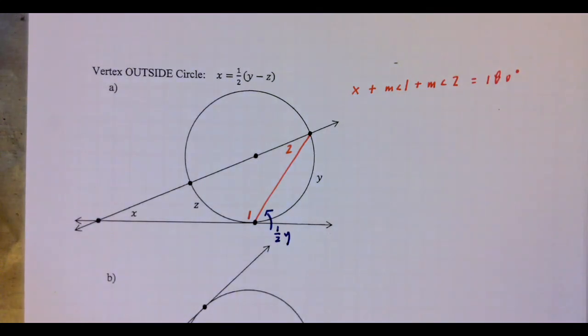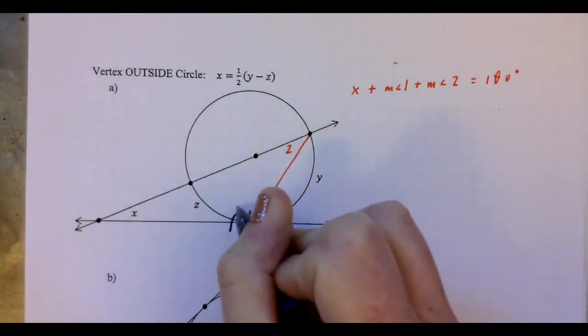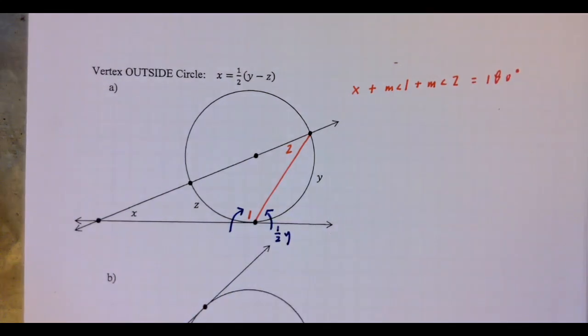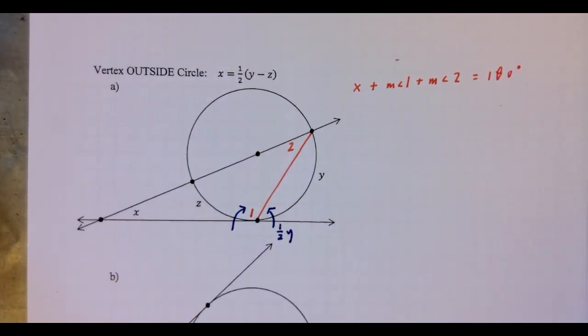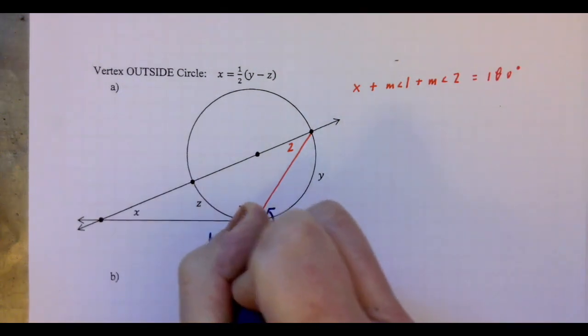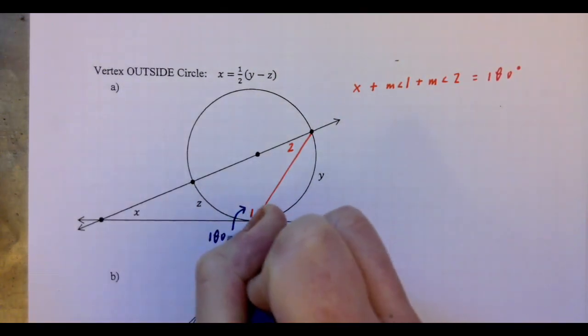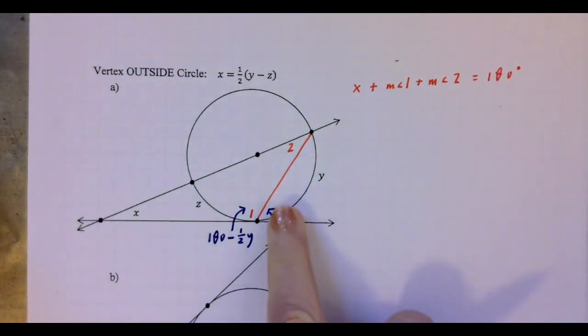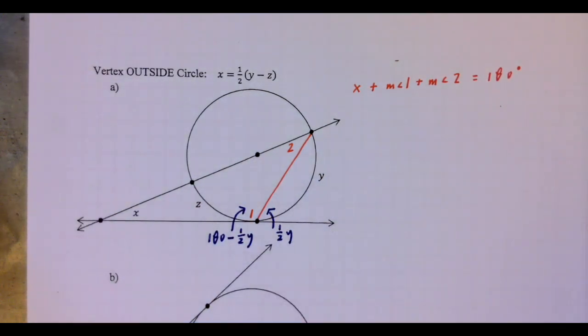So now if I go over to where angle 1 is, right there, I know that these two angles form a linear pair. They have to be supplements. So angle 1 would have to be 180 minus half of y. Right? It's the supplement of the angle that's right beside it.